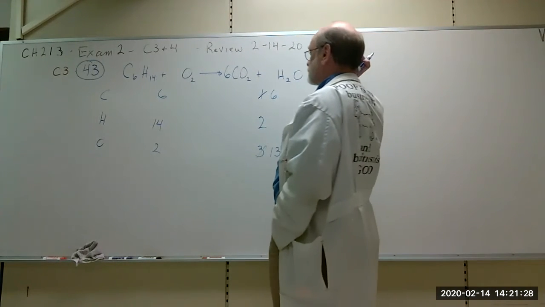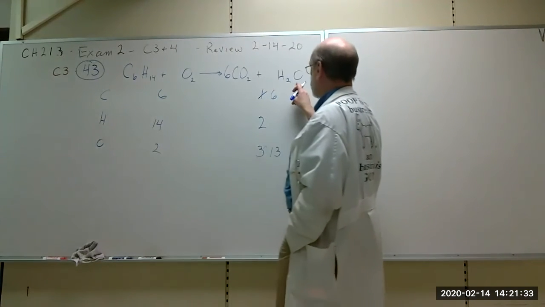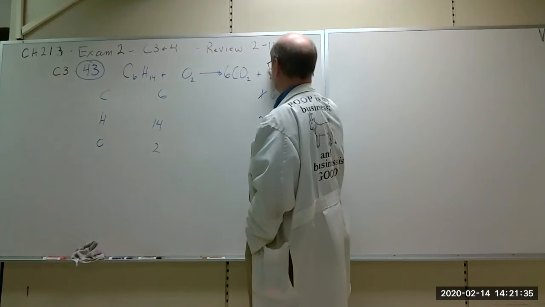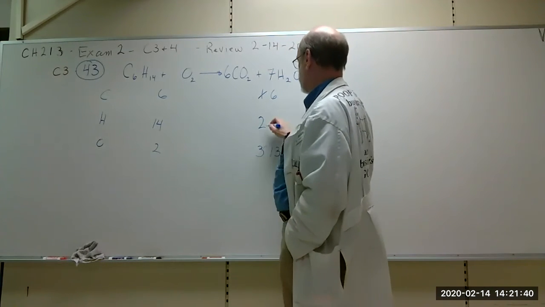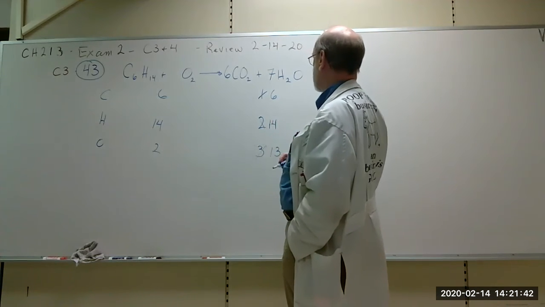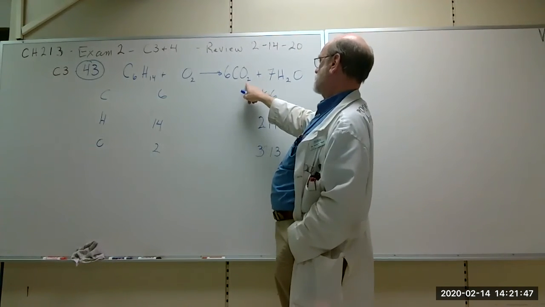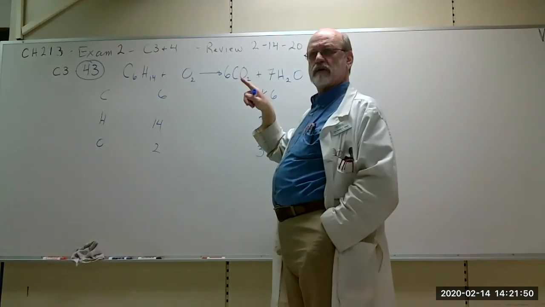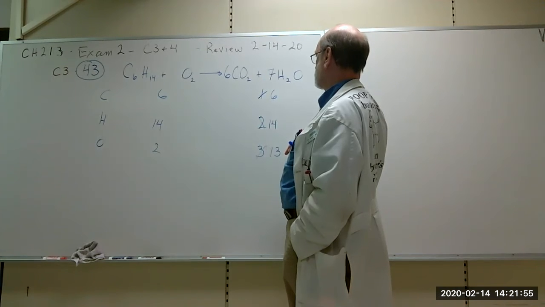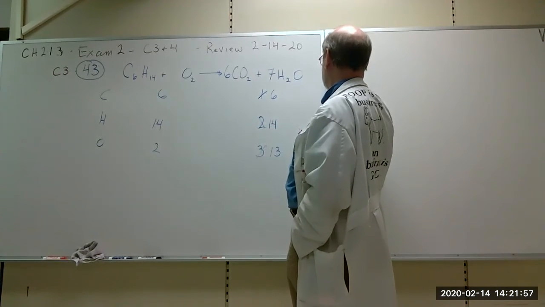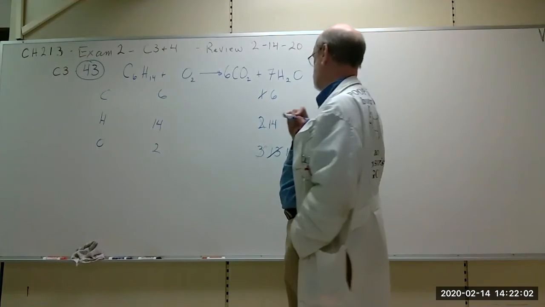So hydrogens. If we've got 14 hydrogens over here, and we want 14 hydrogens over here, that means we need 7, right? 7 times 2 gives us 14 hydrogens. But it also gives us 7 oxygens plus 2 times 6, which is 12. 7 plus 12 is 19, right? 19 oxygens? Yeah, 19. So now we have 19 oxygens over here.